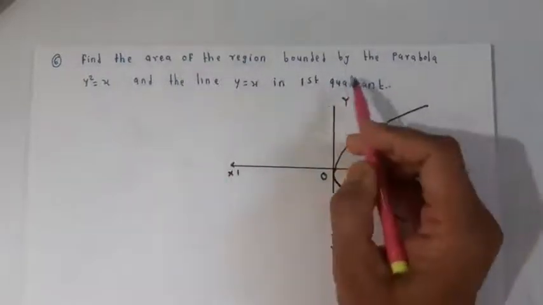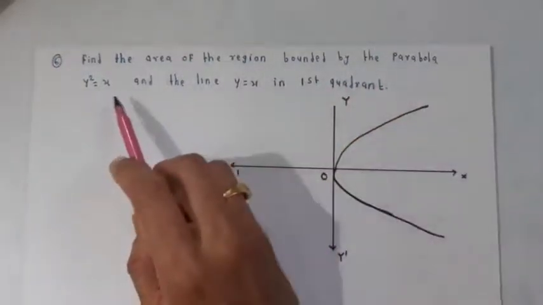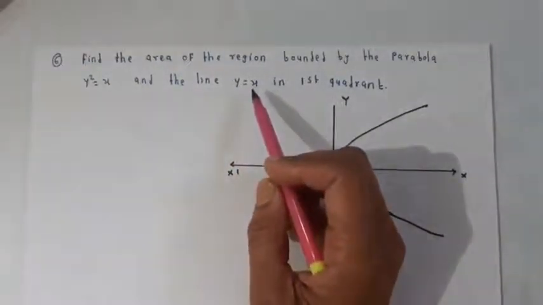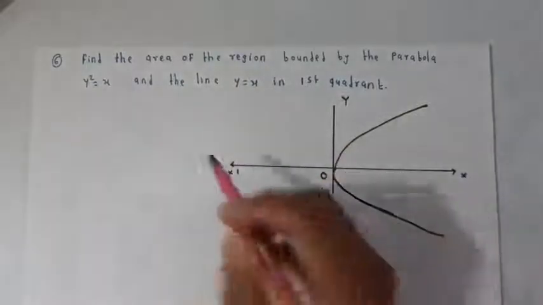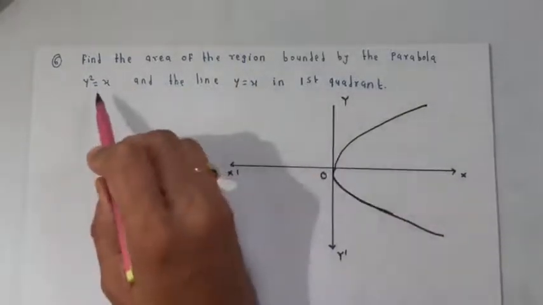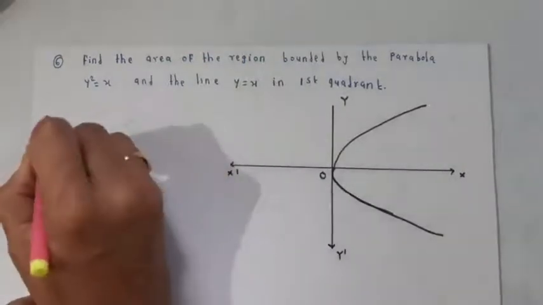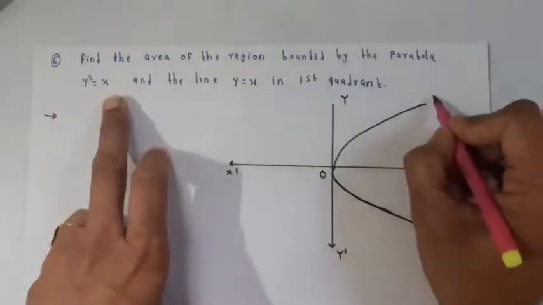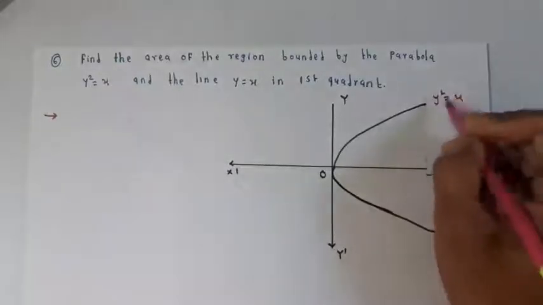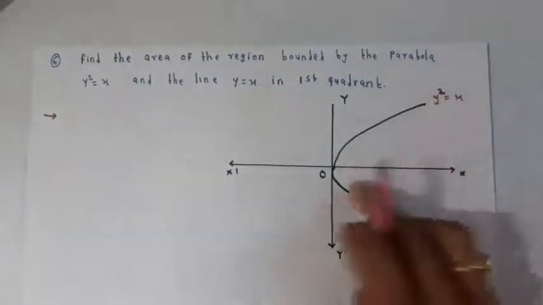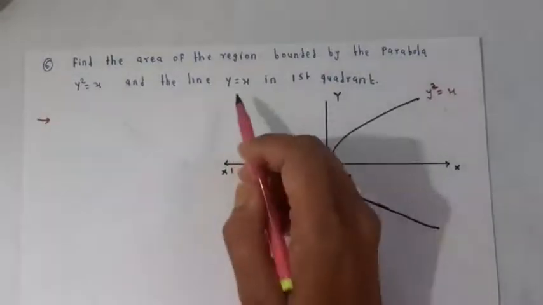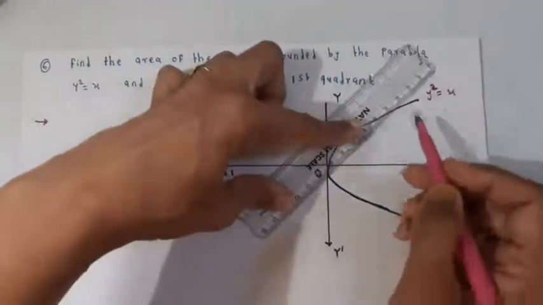Find the area of the region bounded by the parabola y square equal to x and the line y equal to x in the first quadrant. Okay, so here the parabola y square equal to 4ax means along the positive x-axis. This is the parabola y square equal to x, of the type y square equal to 4ax along the positive x-axis. Okay, and the line y equal to x, which is passing through the origin.